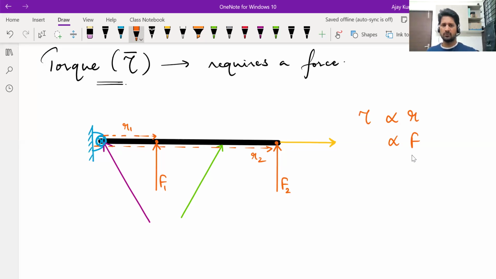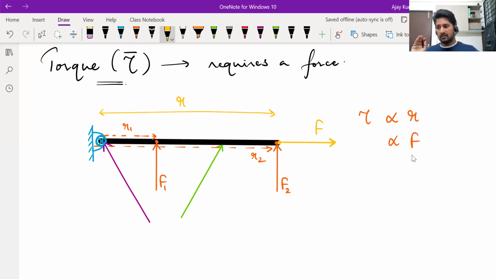Okay, more force can produce more torque if it is applied in the right manner. Now you look at that yellow one. That yellow force is being applied at the end point of the rod. It has a significant R value. It may have a significant magnitude of force also, but it's not able to produce any torque.